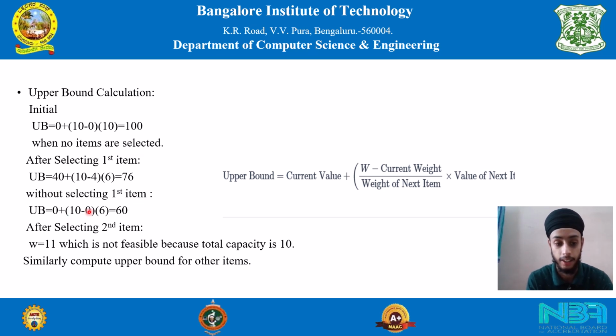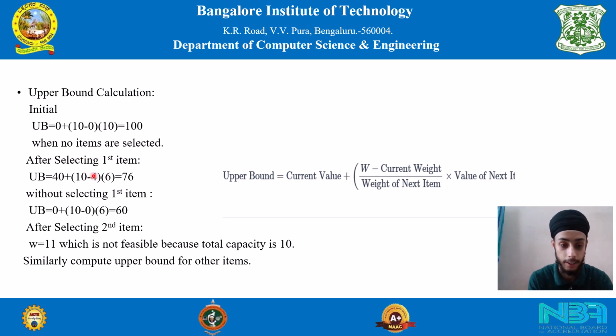We have to select in the branch and bound. That is 0, 0. And when these values remain, then the calculation 10 into 6, we have the value 60. After selecting the second item, the weight is initially 4. Then the weight of the second item is 7. 7 plus 4, its weight is 11, which is not feasible because total capacity is 10.